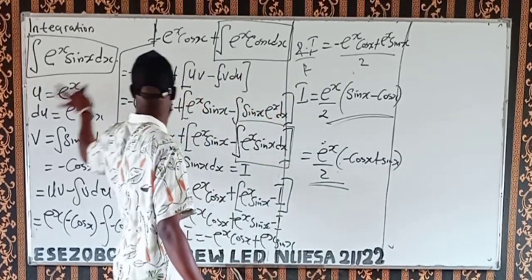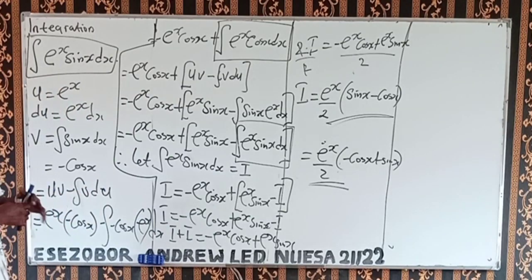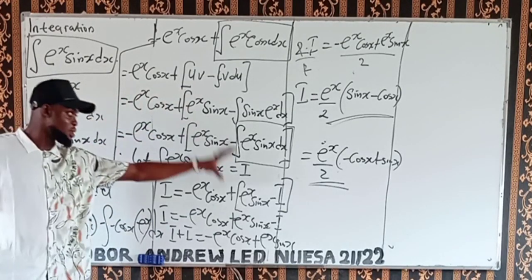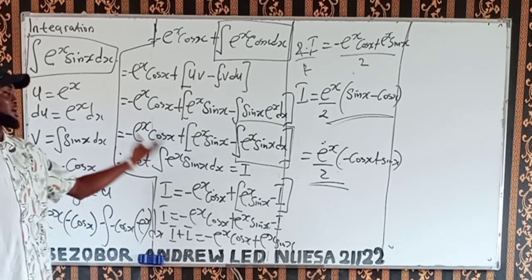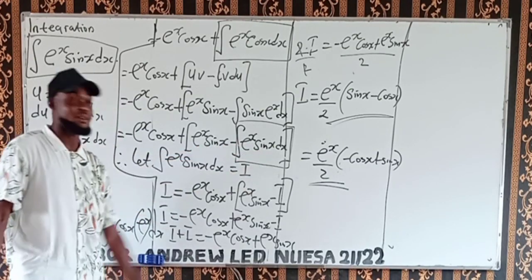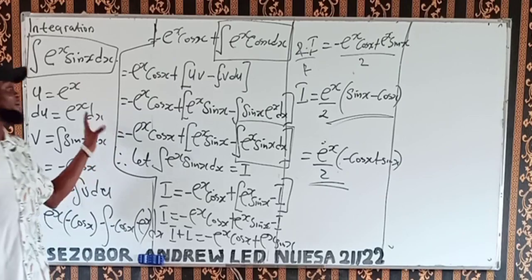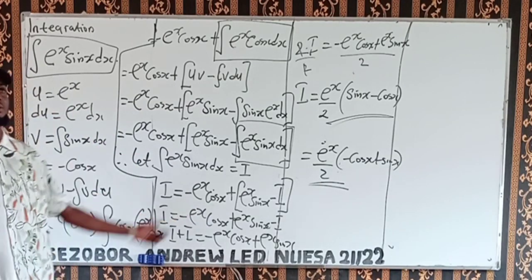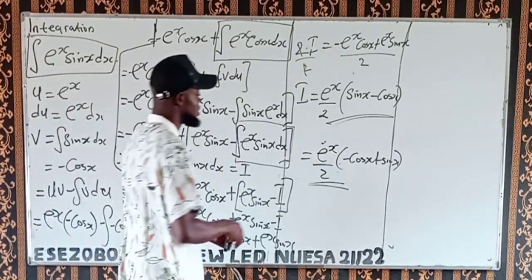So this is how we do this for these types. Integrate the first time, integrate it again, then you now call your question I. The question will be showing here after you have integrated the second time. Then find that value of I. That will become the answer. That's how we do this.